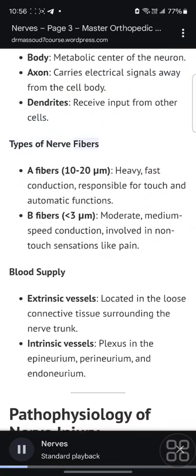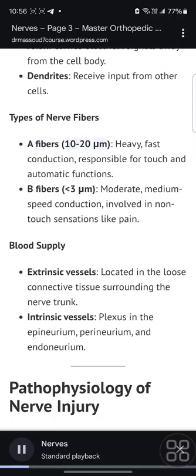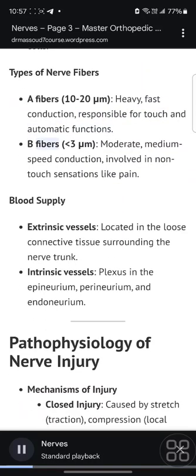Types of nerve fibers. A fibers are 10 to 20 micrometers, heavy, with fast conduction, responsible for touch and automatic functions. B fibers are less than 3 micrometers, moderate, with medium speed conduction, involved in non-touch sensations like pain.